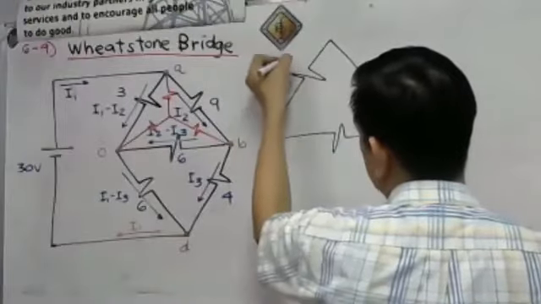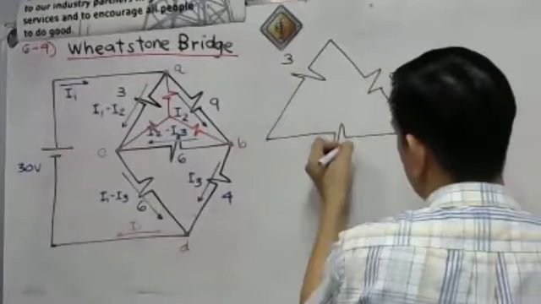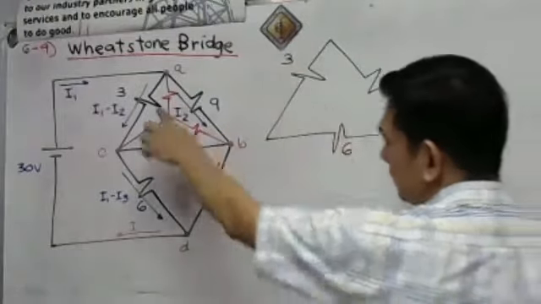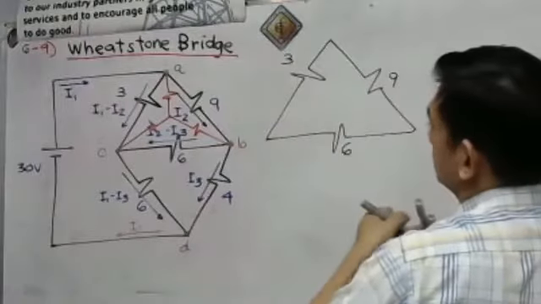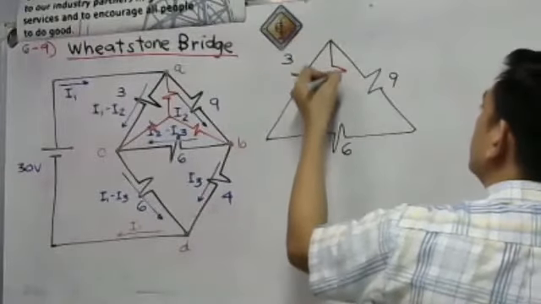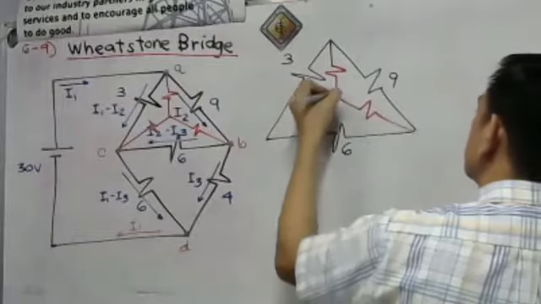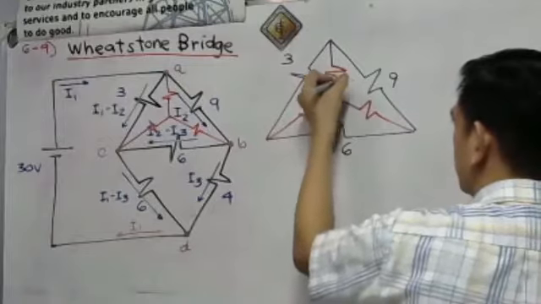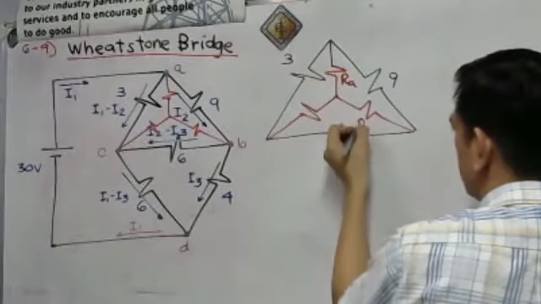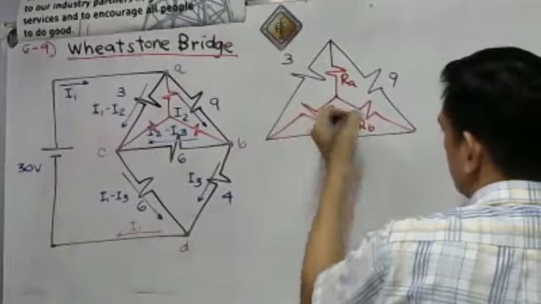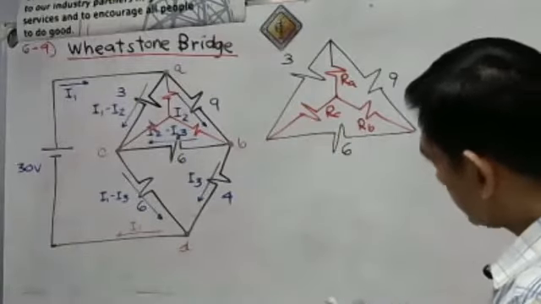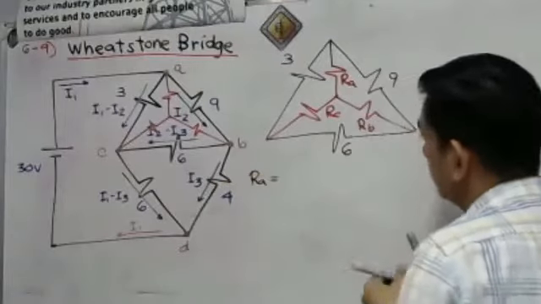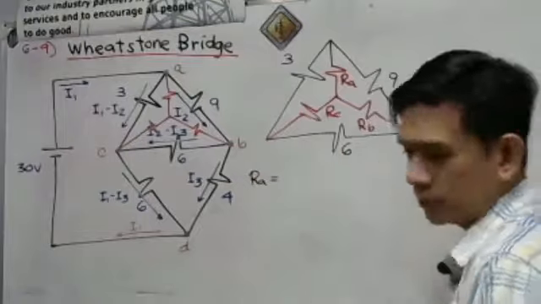So this is our 3, our 9, and our 6. Again, this is the upstream delta connected resistors. We have here these 3 resistors. I will call this our RA, this is our RB, and this is our R sub C. What is our RA? So this is delta going to Y.